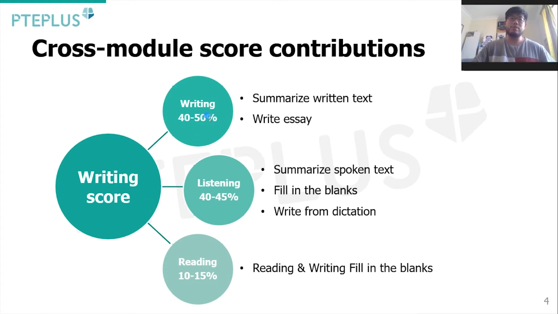So between 40 to 50% of our writing score comes from the questions summarizing written text and write essay. The rest of it is down to listening and reading. Listening accounts for between 40 to 45% depending on what's generated in the test, and that comes in the question type of summarizing spoken text, fill in the blanks, and write from dictation. 10 to 15% of it comes from reading, and that would come from reading and writing, fill in the blanks.